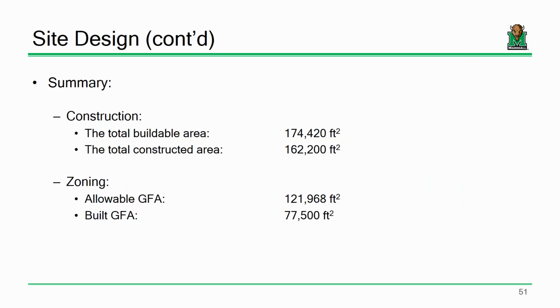Make sense? So, when it was all said and done, the total buildable area on the site was 174,000 square foot. We did that count, but we ended up constructing 162. So we made pretty good use of the site. We did a pretty good job, I think. For zoning, the allowable gross floor area was 121,000, or just shy of 122. We ended up going a little bit less. We ended up going with 77,500, but we needed to do that to ensure that we met all of our parking requirements. All right, make sense?